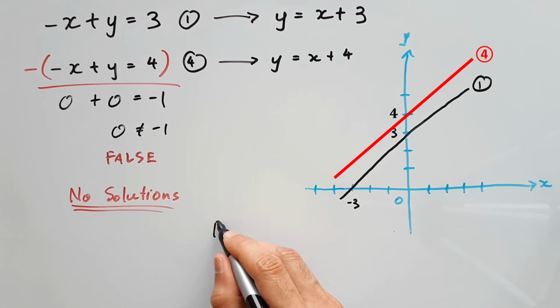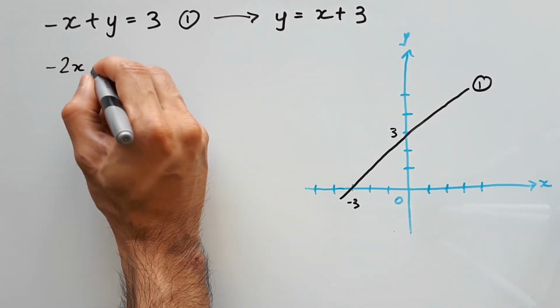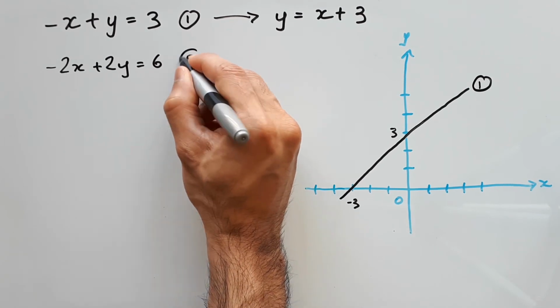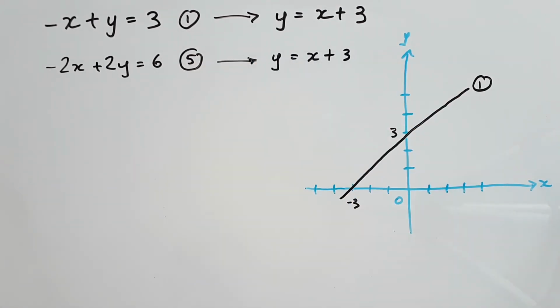So for a case where two lines are parallel with each other, the slopes are equal, but the y-intercepts are not. So for the final case, we're going to be looking at what happens when the slopes are equal and the y-intercepts are also equal. Negative 2x plus 2y equals 6. We'll call this equation number 5, and you can rearrange it as y equals x plus 3 when you simplify it and divide it by 2 and all that stuff.